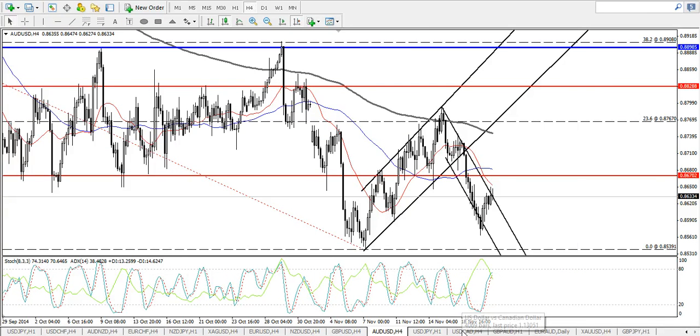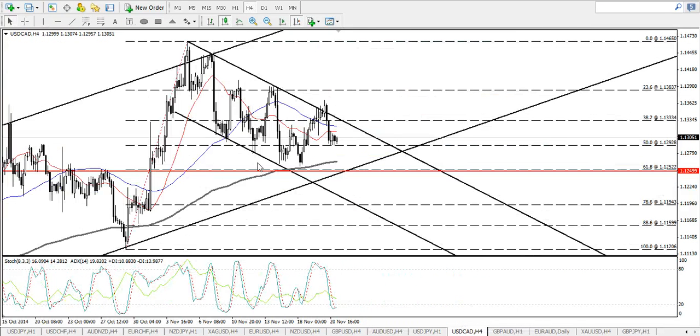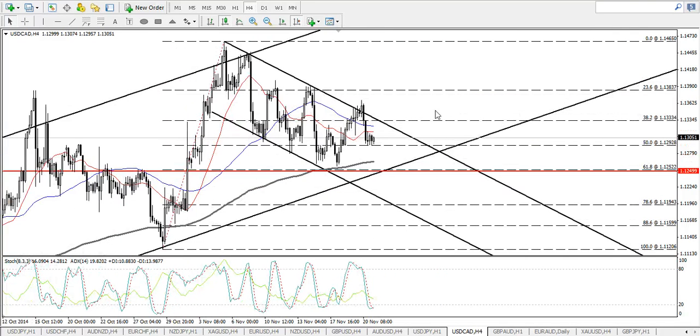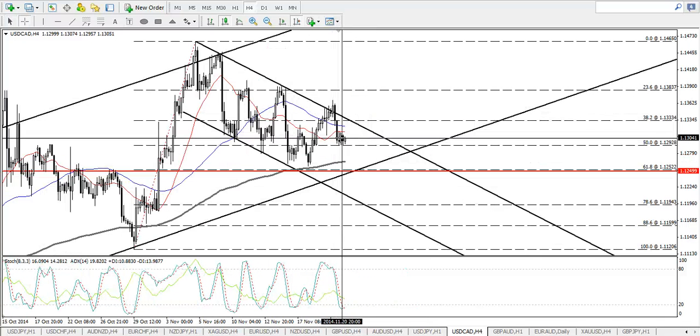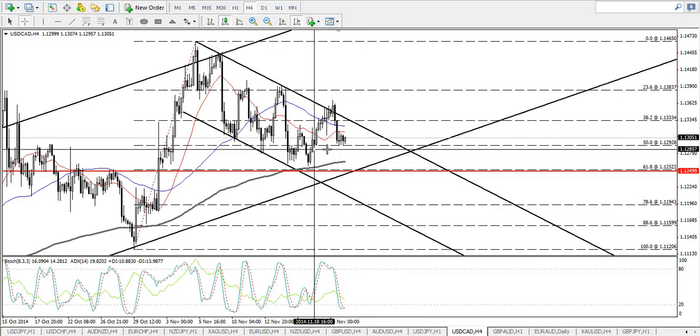Next, I would like to touch on the dollar against the CAD again. We are seeing that price is kind of uncertain as well. It came up trying to break above this minor falling trend channel itself, but came down again and seems to be supported at somewhere at the price of 1.1292.